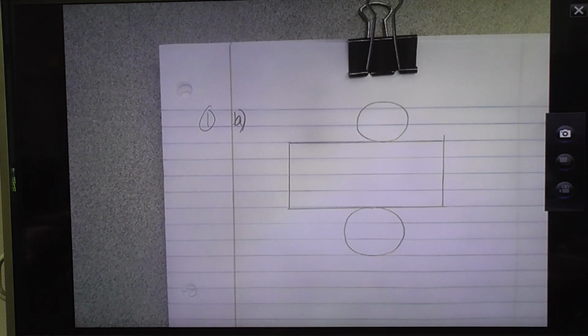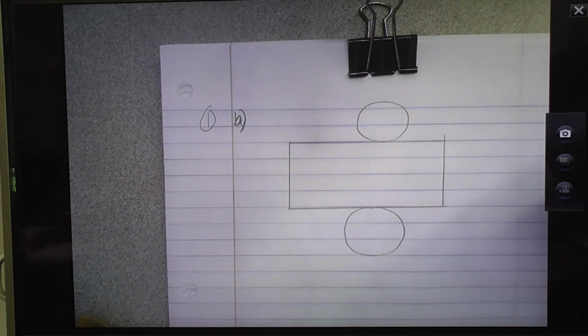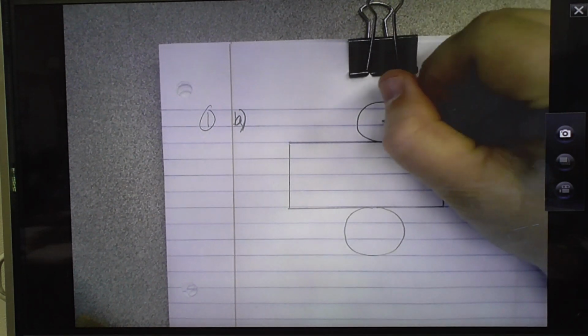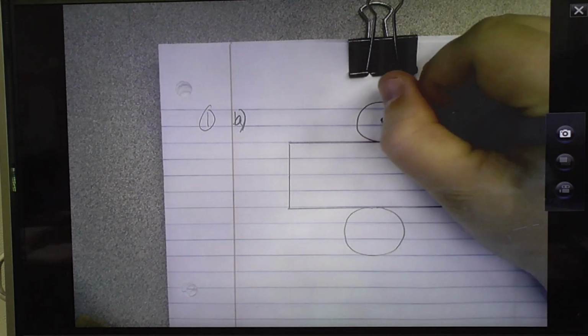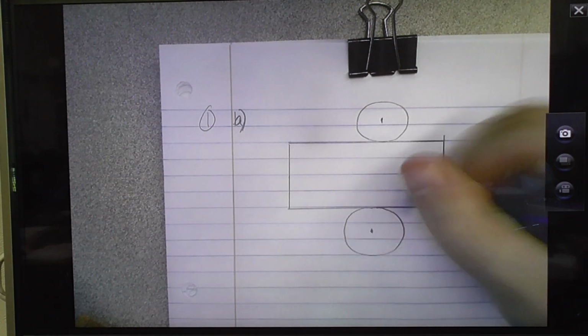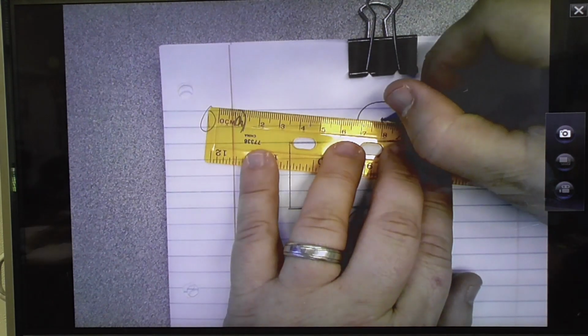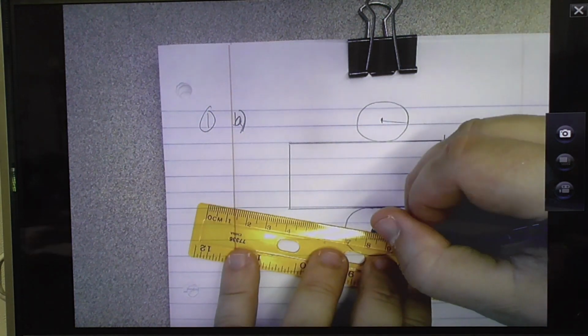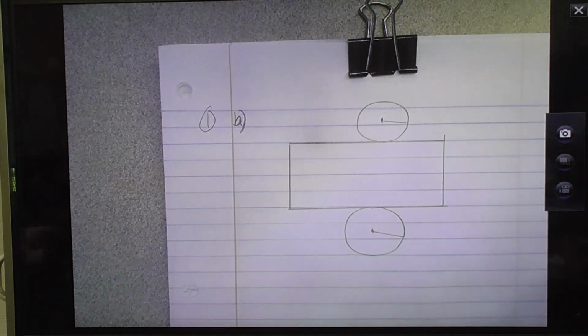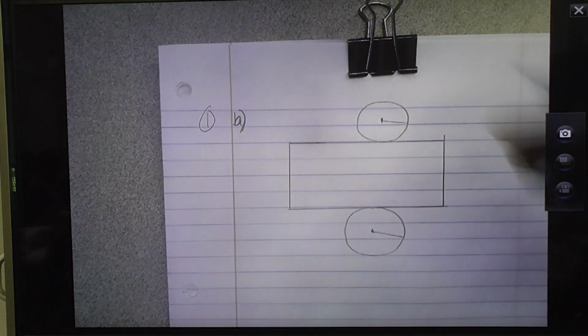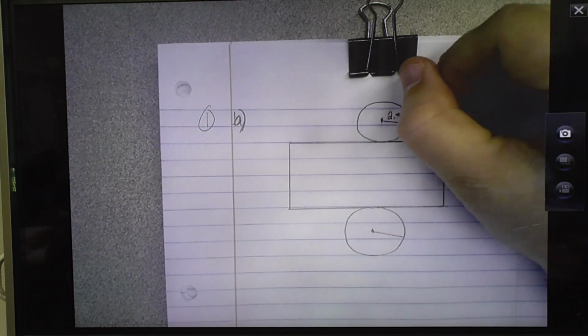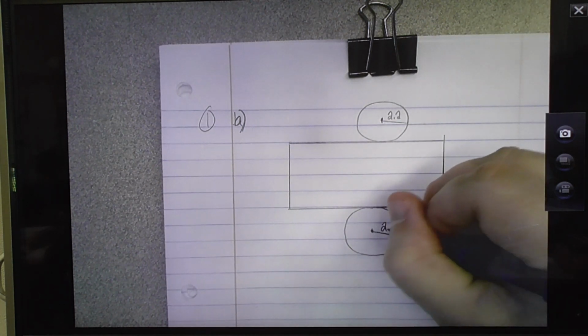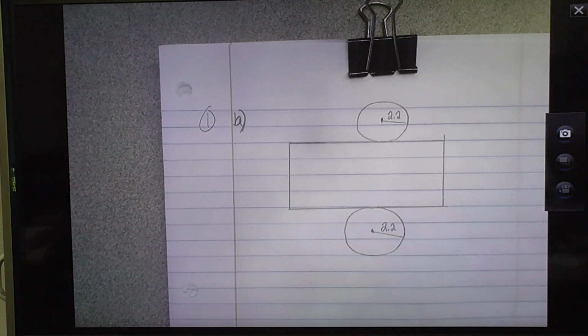And basically there's my net. But now I need to go ahead and label everything that I know. I know that the radius, so I'm gonna put a dot in the middle right here and draw my radius on this base. And the radius was 2.2 centimeters. So that's 2.2. This one's 2.2 because they're identical.